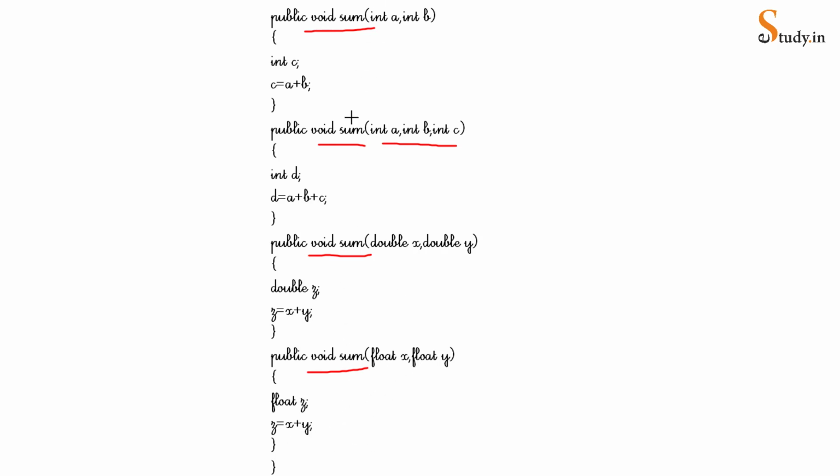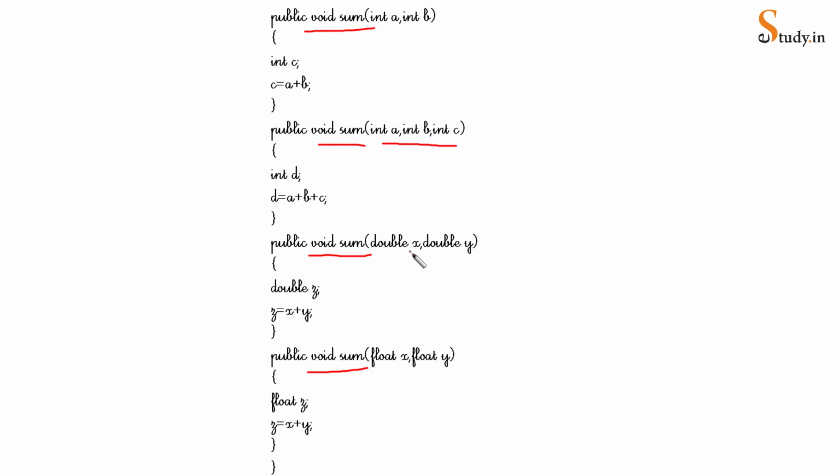So if you see, the first sum function is receiving two integer parameters. The second sum function is receiving three integer parameters. So the data type of parameters is same in both the methods, but the number of parameters is different. Here it is 3 and here it is 2. So this is a valid declaration. If you see the third function, here we are declaring two double parameters, whereas in the fourth one we have two float parameters. So the number of parameters is same, but the data type of parameters is different.